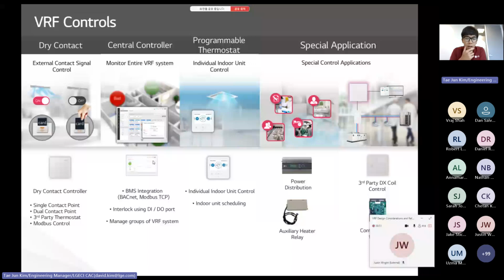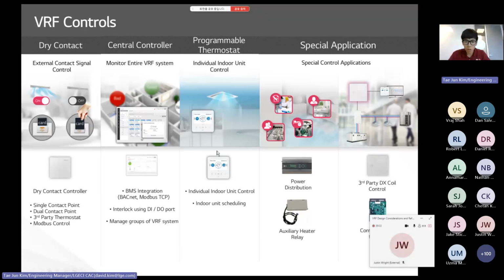Okay, and each of the manufacturers has different types of control methods as well. These are some of the examples shown to give you an idea. Some of them are dry contact controllers, meaning that we can receive the contact signal and determine the operation of the indoor units. Many of them have a central controller that monitors the entire VRF, and not only one VRF system, but multiple VRF systems. And these can act as a gateway for the BMS, BACnet, Modbus networks for the total BAS connection.